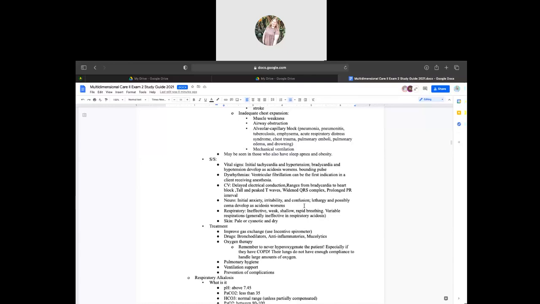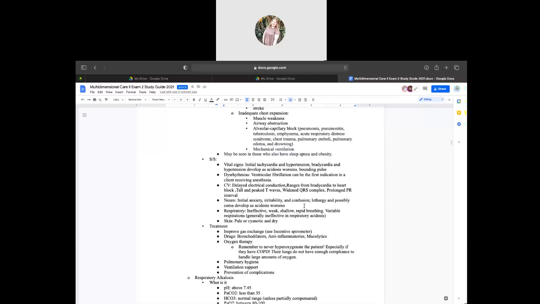You can give anti-inflammatories or a mucolytic. You can give O2. However, with O2 patients that have respiratory acidosis, a lot of them have COPD. So remember, we never want to hyperoxygenate the patient, especially if they have COPD, because their lungs don't have enough compliance to handle large amounts of oxygen. Maybe we'll give them a liter, but not anything more than that. Just enough to get enough oxygen in and CO2 out.